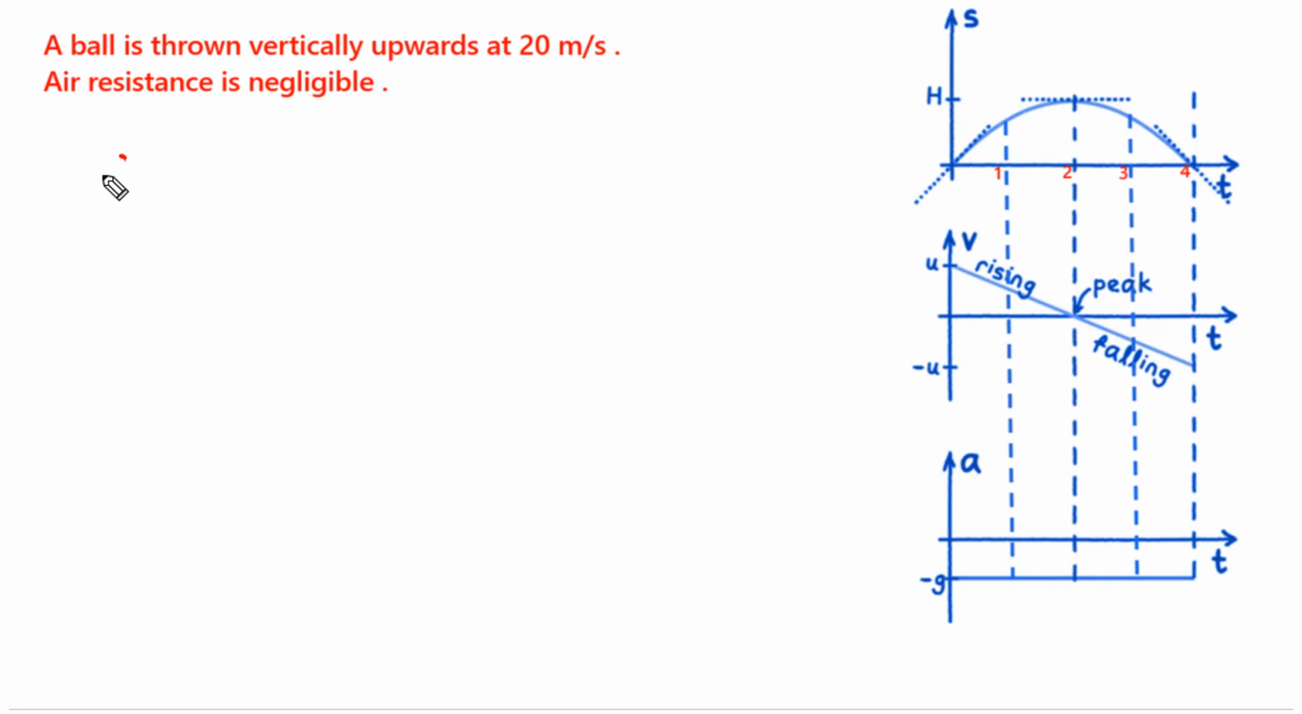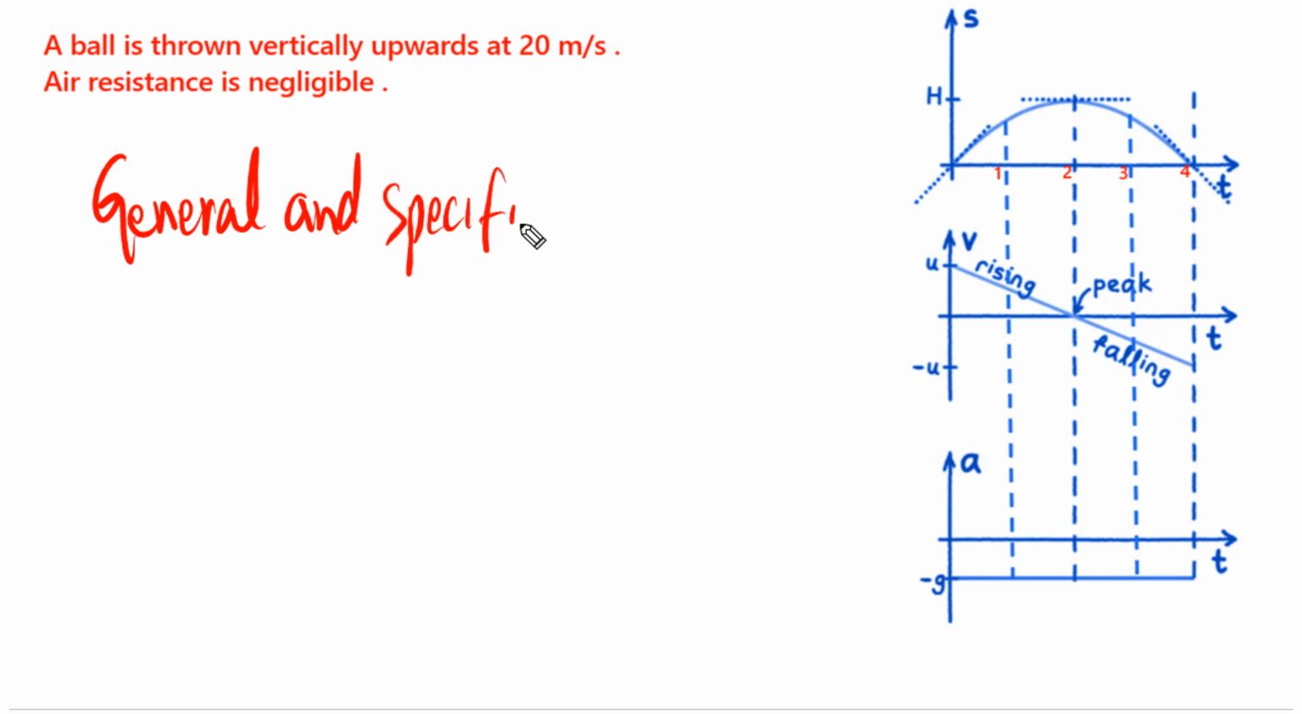Now we will discuss how to write an equation for the given graph, meaning a general and specific equation, how we can write it if a graph is given to us. As you can see here on the right side, we have a displacement time graph and a velocity time graph, and an acceleration time graph is also given to us. Time is on the x-axis and time is in seconds.